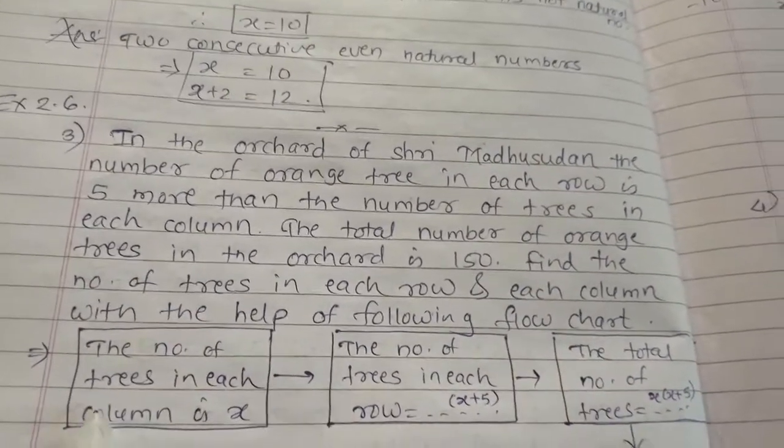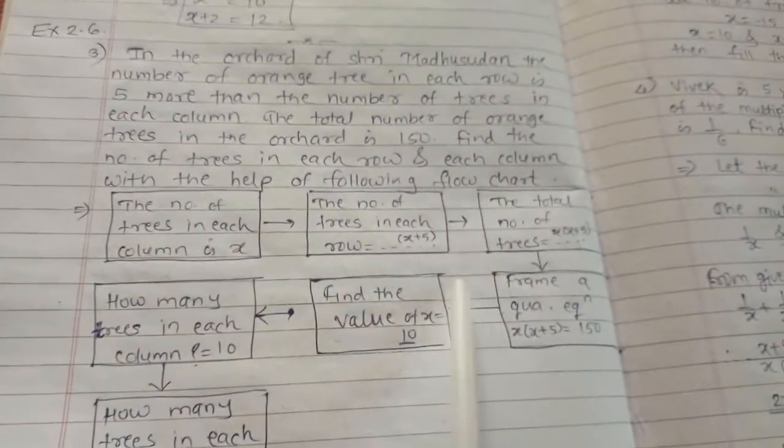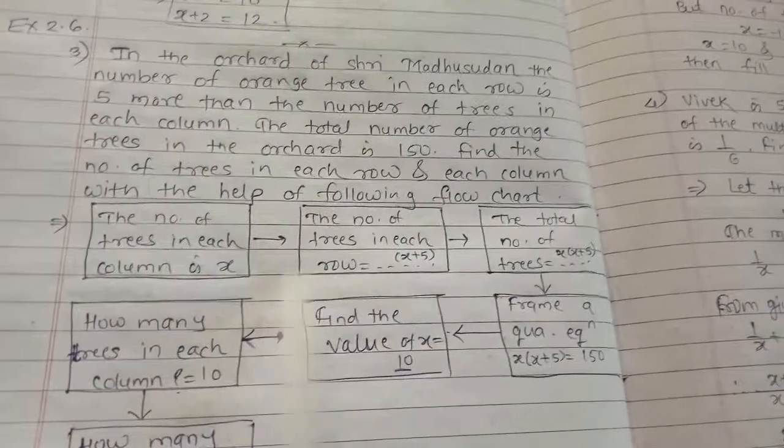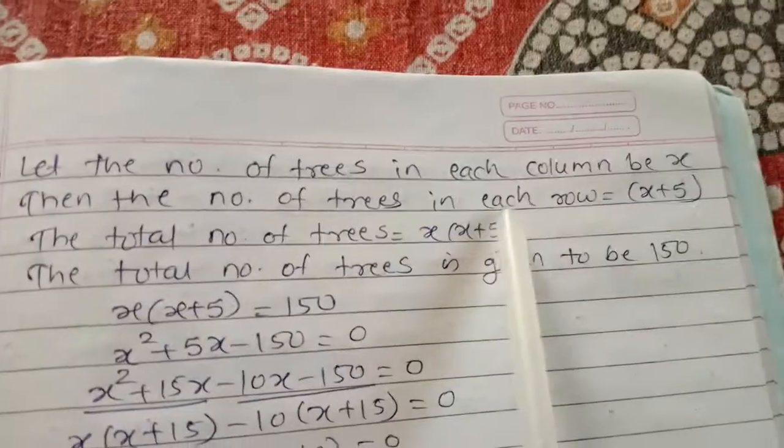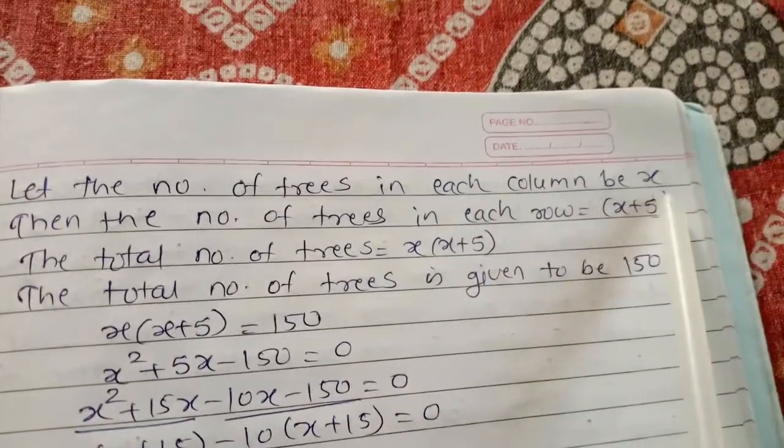So here you are given the flowchart like this one. First we're going to solve this example and then we will fill in the blanks. So here, let me consider the number of trees in each column to be x.